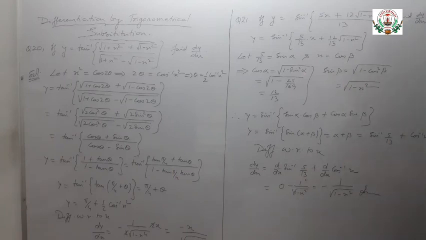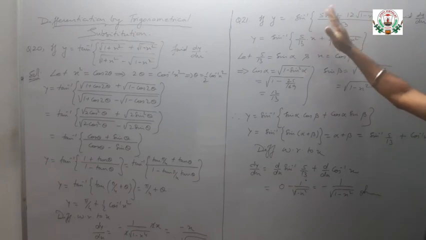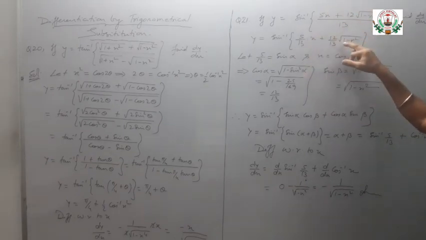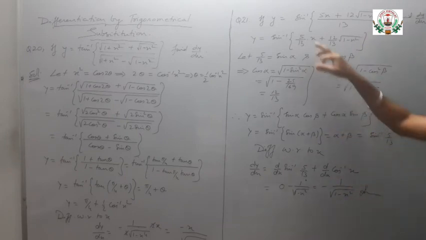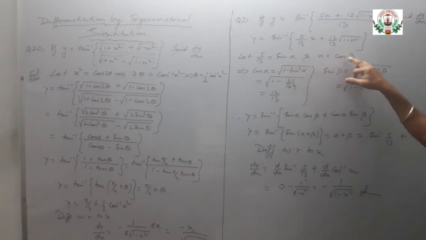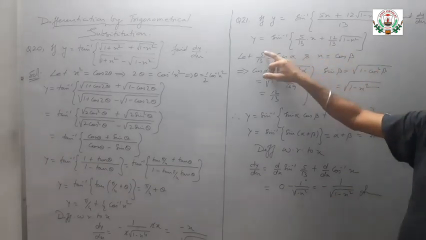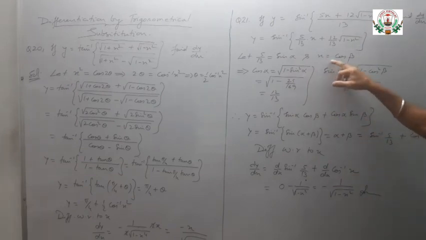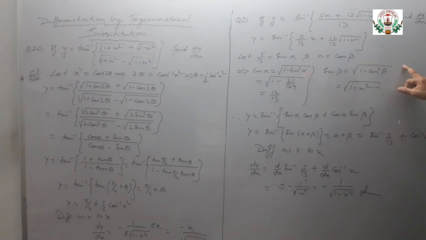If y equals sin inverse of (5x plus 12 under root over 1 minus x square) upon 13. First we can split it out: 5 by 13 into x, plus 12 by 13 into under root 1 minus x square. This 5 by 13 I am going to take as equal to sin alpha, and this x I am going to take as cos beta. If sin alpha is 5 by 13, then cos alpha will be calculated as 12 by 13. If x equals cos beta, then sin beta can be calculated with the help of the formula root over 1 minus cos square beta, which is root over 1 minus x square.